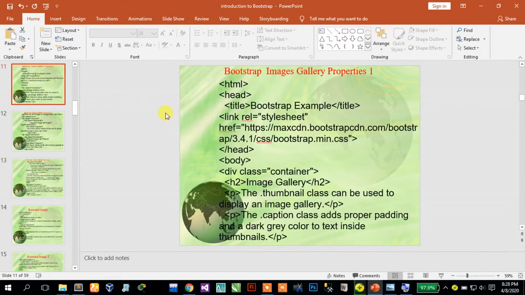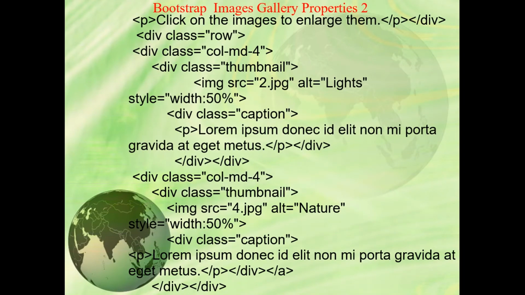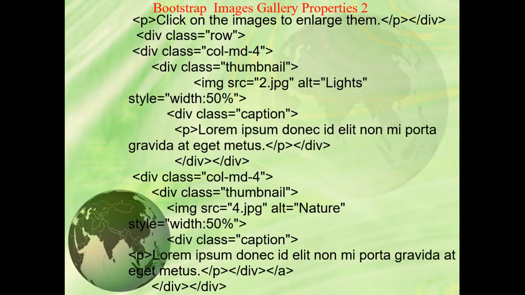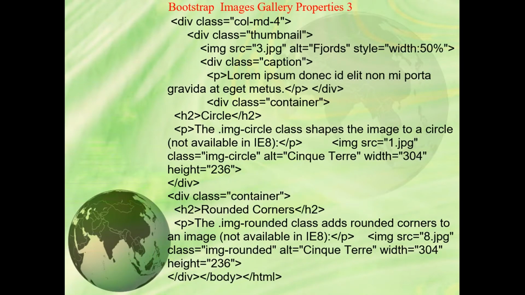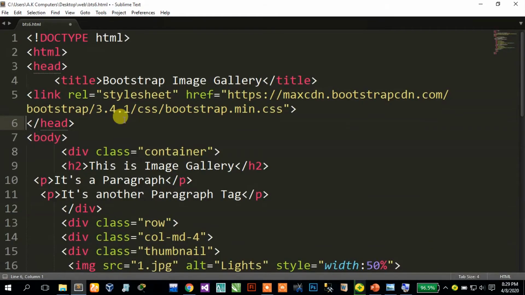First is the image gallery, and the other one is this. Now the third one is remaining. Third one is this. This lecture will complete this section, the third page, and you can also see the previous coding of this lecture.